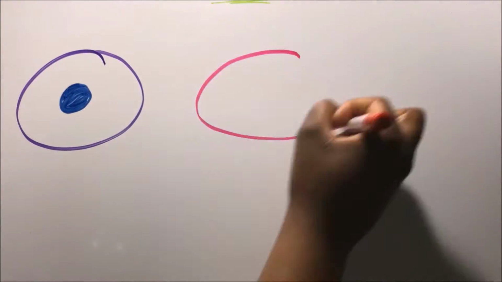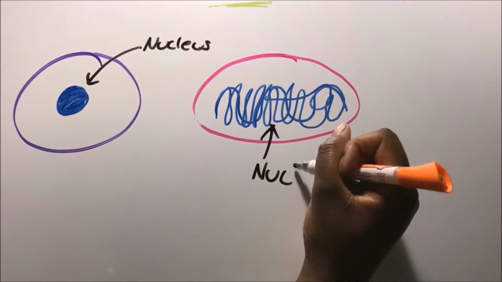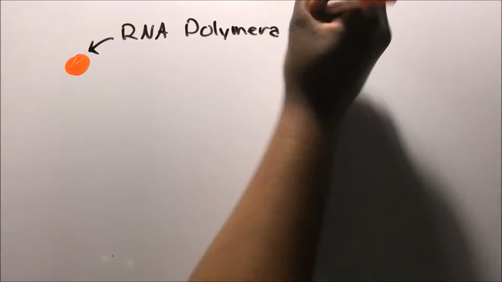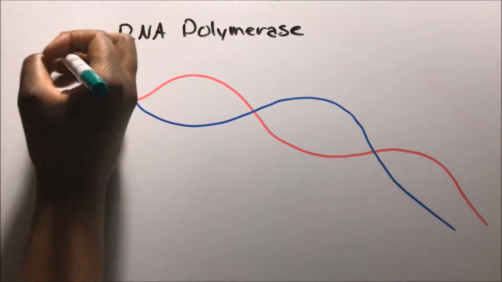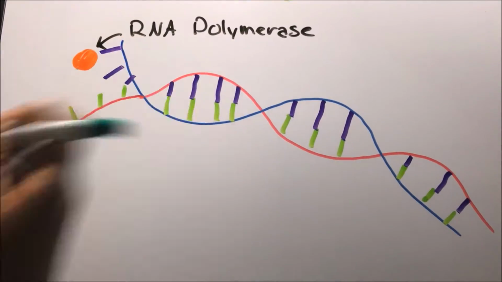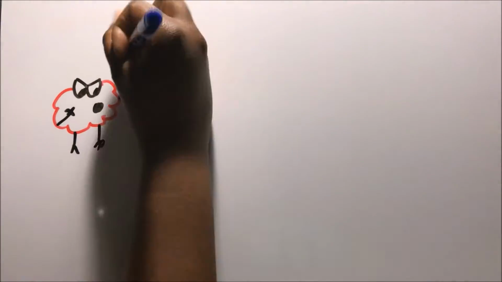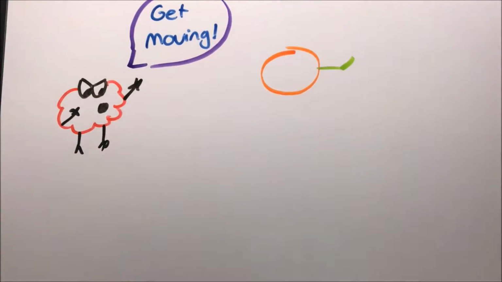Transcription starts either within the nucleus or nucleoid region, depending on if the organism is eukaryotic or prokaryotic, respectively. To start, RNA polymerase splits the DNA molecule apart to expose the template strand, which provides a pattern for the RNA molecule. The promoter is a DNA sequence that signals the beginning of transcription.